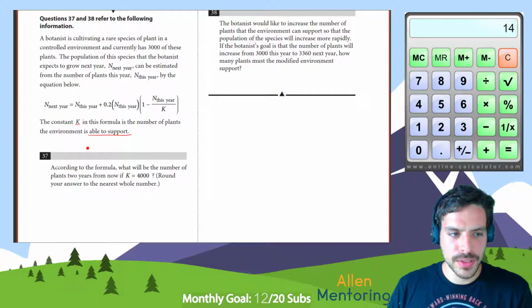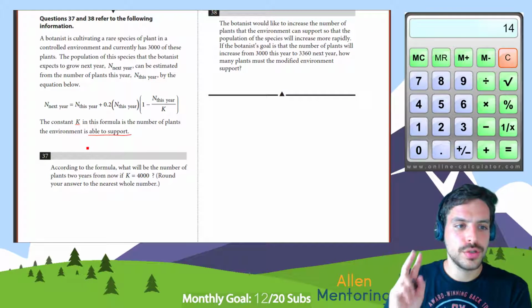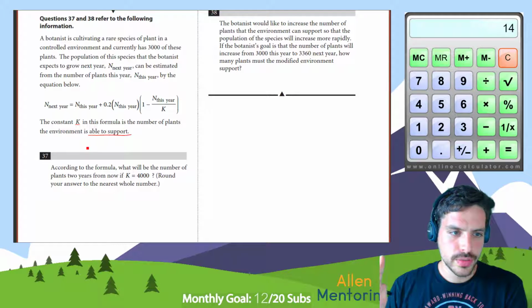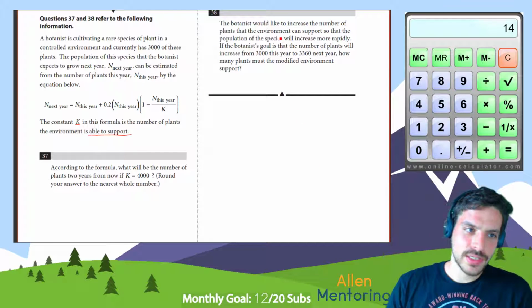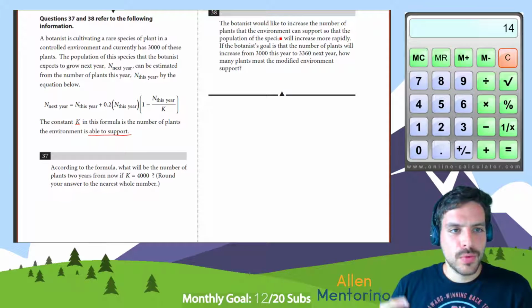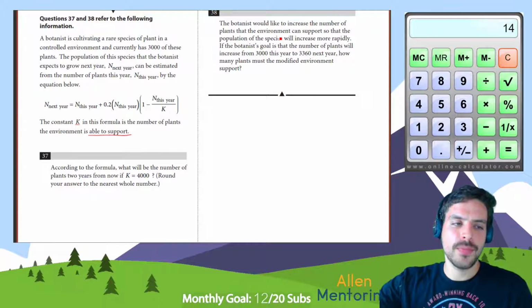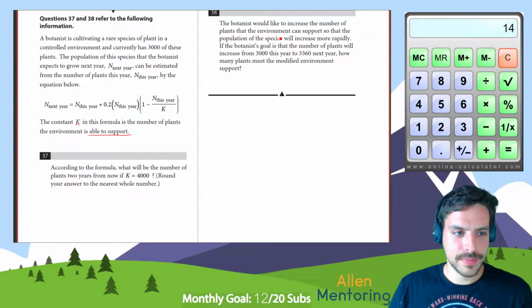Let's see what they ask us first. According to the formula, what will be the number of plants 2 years from now if K is equal to 4,000? So what is it going to be 2 years from now? So this equation really only tells us what it is next year based on what it is this year. So what I'm thinking is that we're going to have to actually do this equation twice, right? We're going to have to do it to find out how much is next year, and then take that value and plug it back into the equation.